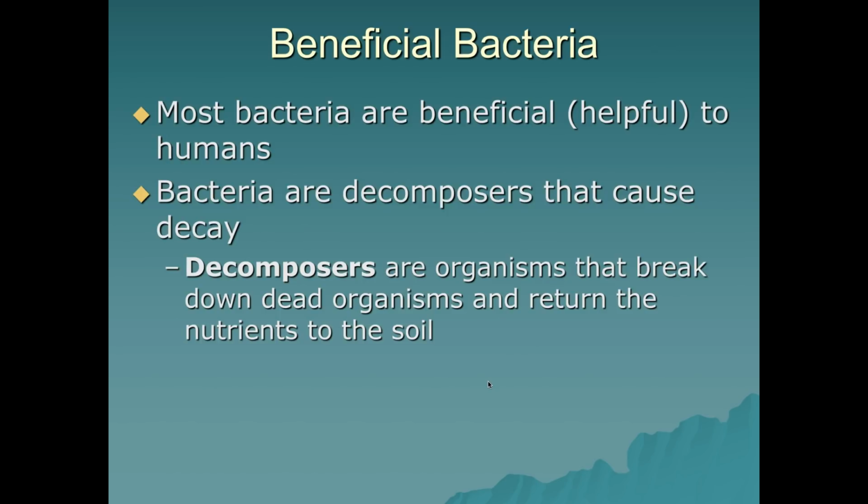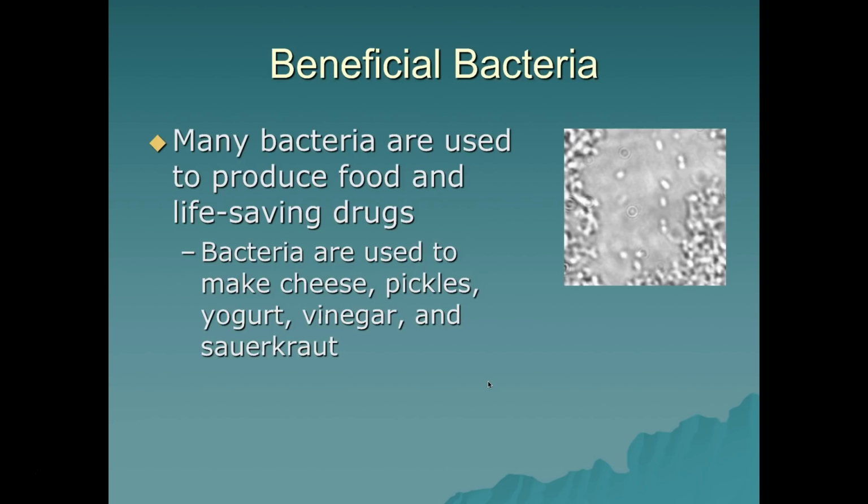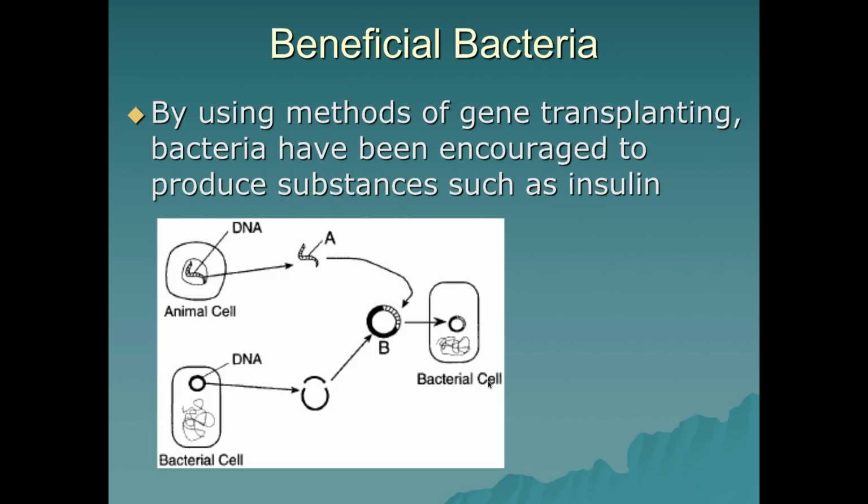They decompose, and decomposers are organisms that break down dead organisms and return the nutrients back to the soil. And there are even some that are used to produce food and life-saving drugs, such as bacteria that's used to make cheese, pickles, yogurt, vinegar, and sauerkraut. By using methods of gene transplanting, bacteria have been encouraged to produce substances such as insulin.